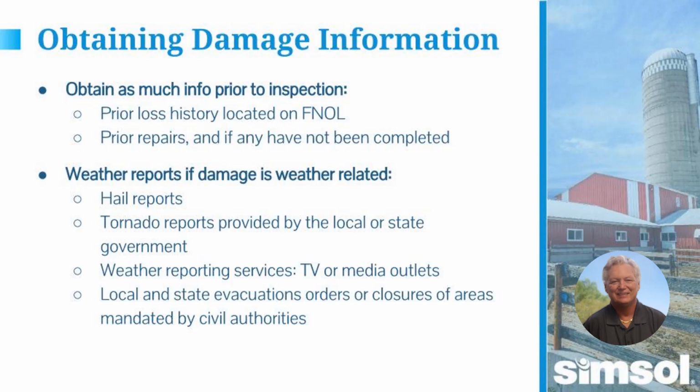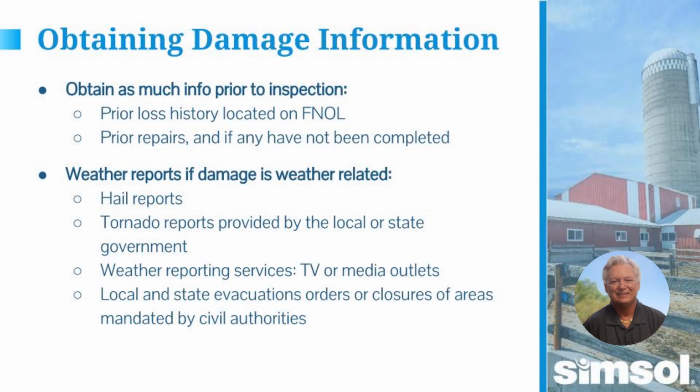If the repairs were fixed, we need to obtain all the prior repairs and receipts from that. Make a printout of all the prior losses and categorize them for each building. And then what you want to do is take that with you when you're conducting your inspection.